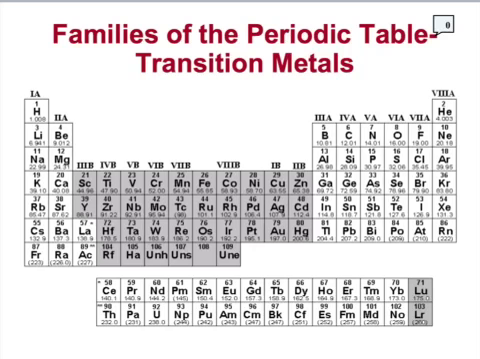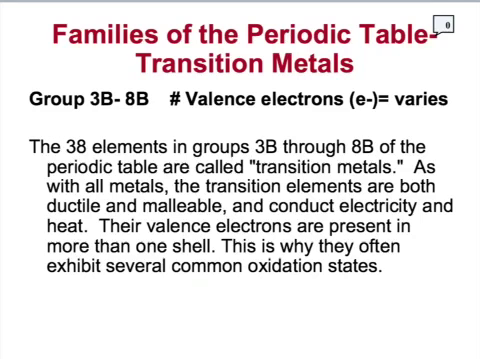Label those on your periodic table in your packet. The 38 elements in group 3B through 8B of the periodic table are called the transition metals. As with all metals, the transition elements are both ductile and malleable and conduct electricity and heat. Their valence electrons are present in more than one shell, and this is why they often exhibit several common oxidation states.